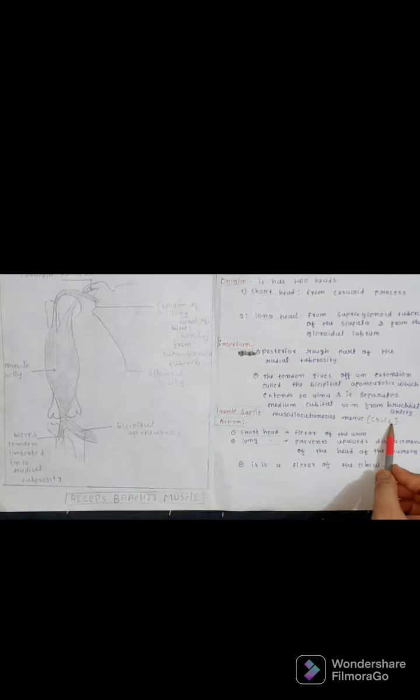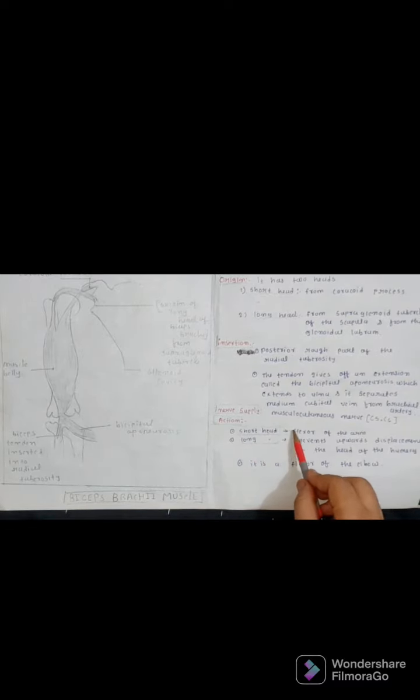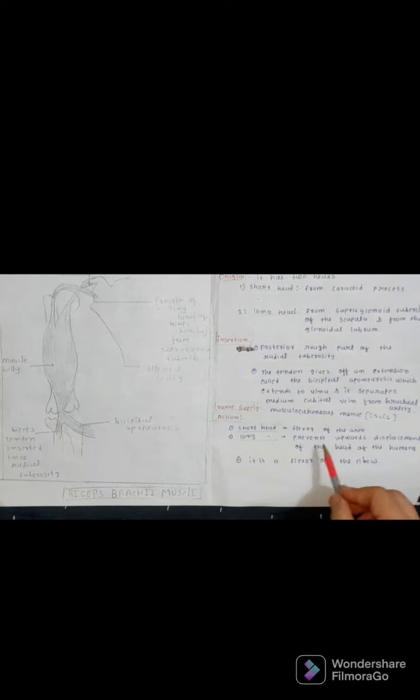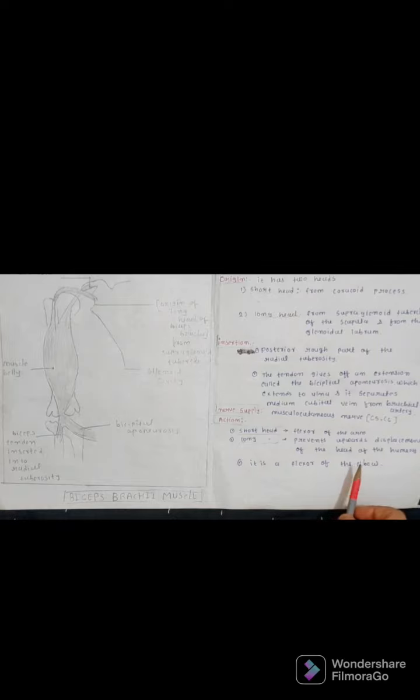Nerve supply: musculocutaneous nerve, C5 and C6. Action: short head and long head. The short head action is flexion of the arm, and the long head action is to prevent upward displacement of the head of the humerus. It is also a flexor of the elbow.